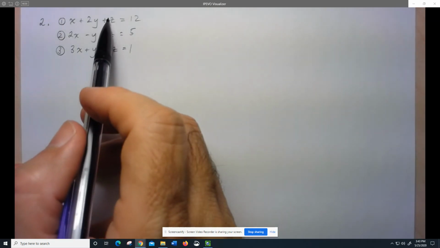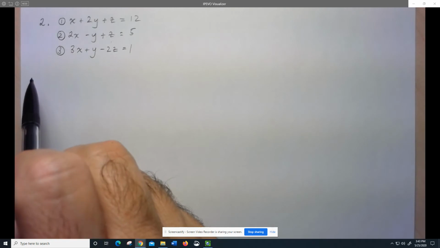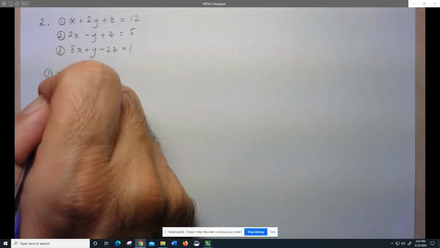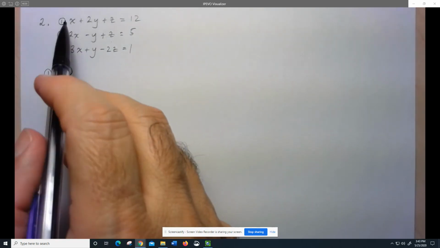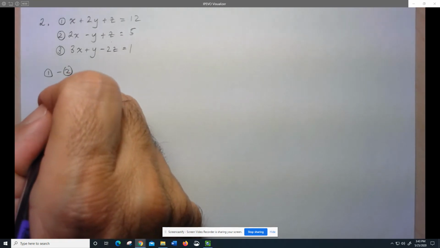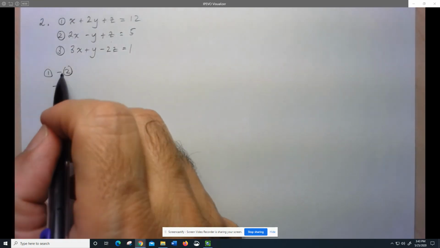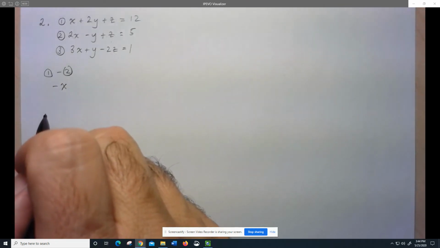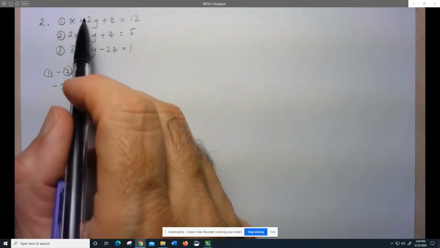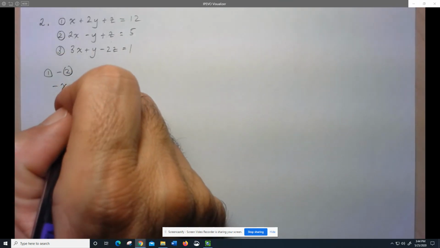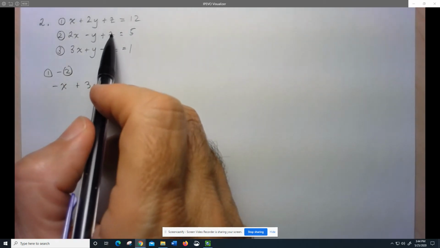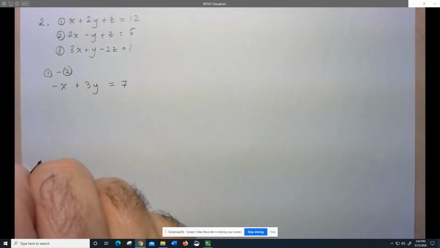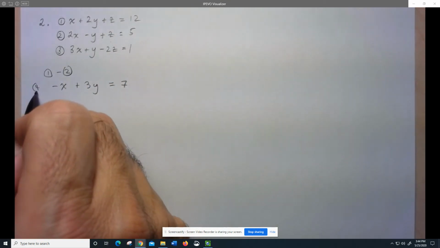So the first thing I'm going to do is eliminate the z's using equation 1 and 2. So I'm just going to have to subtract the equations. All right, so I'm going to do equation 1 minus equation 2, and let's see what happens. Okay, so x minus 2x is negative x. By the way, if you feel that you should be writing this down, perfectly fine, but see if you can get comfortable doing it this way. Okay, 2 minus negative 1, so 2 plus 1 is 3, so plus 3y. z minus z is 0, exactly what I expected, and 12 minus 5 is 7. Okay, so I'm going to call this equation 4.